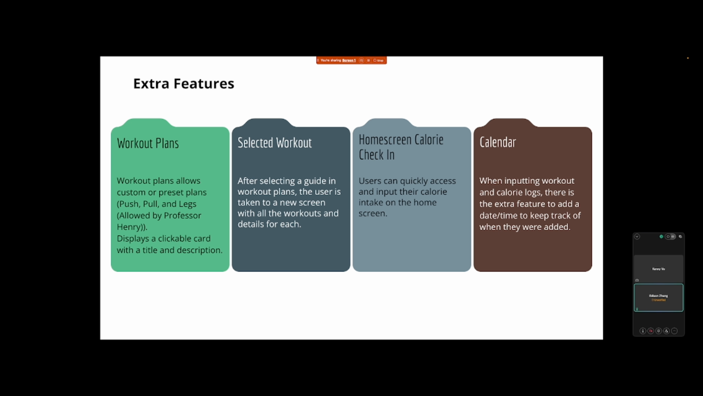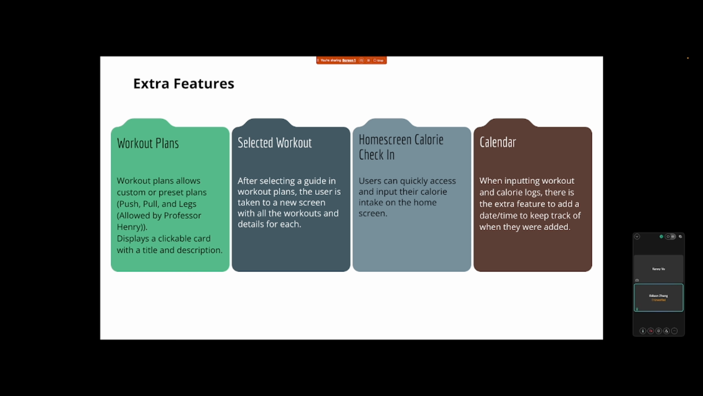Next, the extra features. We had the workout plans, a selected workout, home screen calorie check-in, and calendar. The workout plans tie in to the preset routines. We created a whole separate screen. This gave the users the option to either create their own custom plan with a title and description. After they click that, they can go into an empty plan and add different workouts through there.